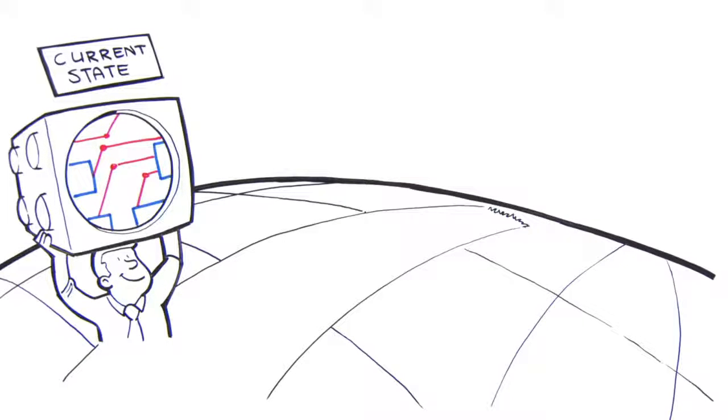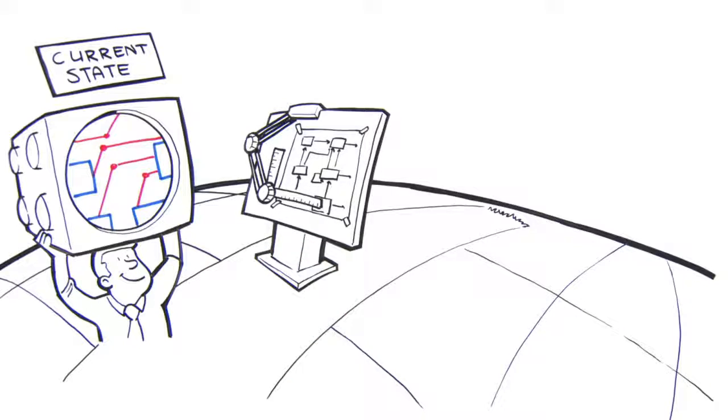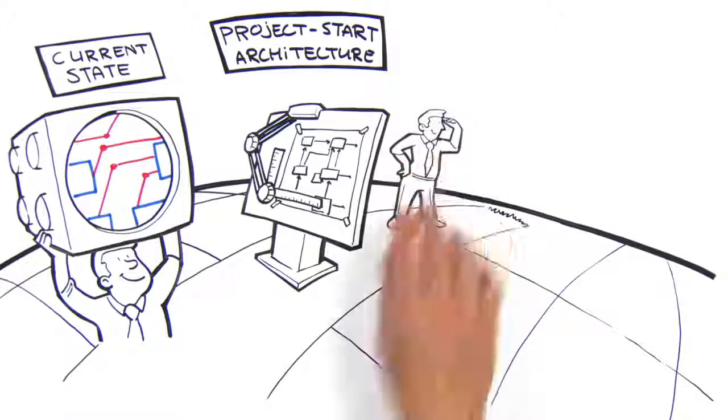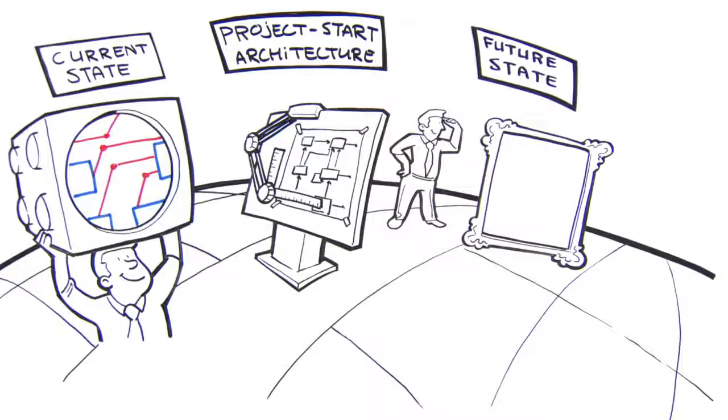Summarized, enterprise architecture is about 3 things. We take a look at the existing situation. We help to develop and evaluate designs, and we create a sketch for the future so that everyone understands the direction we're heading.